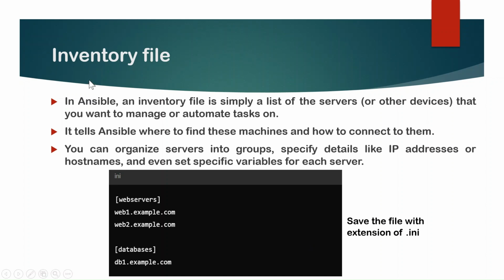Now let's see what an inventory file is in Ansible. In Ansible, an inventory file is simply a list of servers or other devices that you want to manage or automate tasks on. It tells Ansible where to find these machines and how to connect to them. You can organize servers into groups, like web servers or database servers, specify details like IP address or hostname, and even set specific variables for each server.